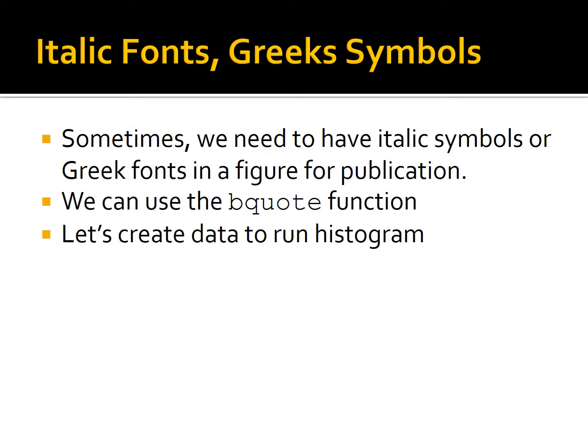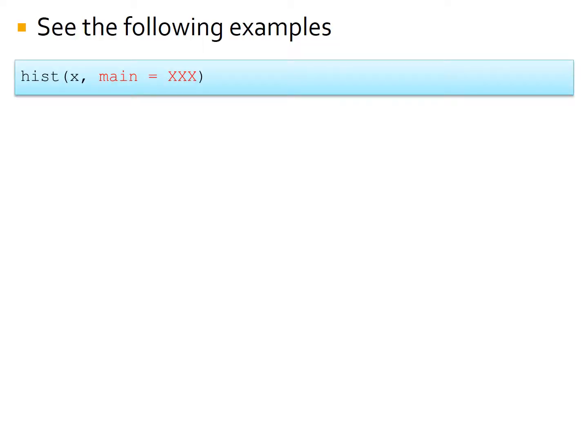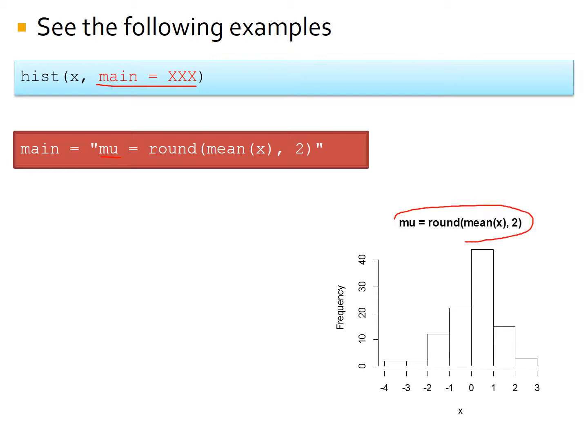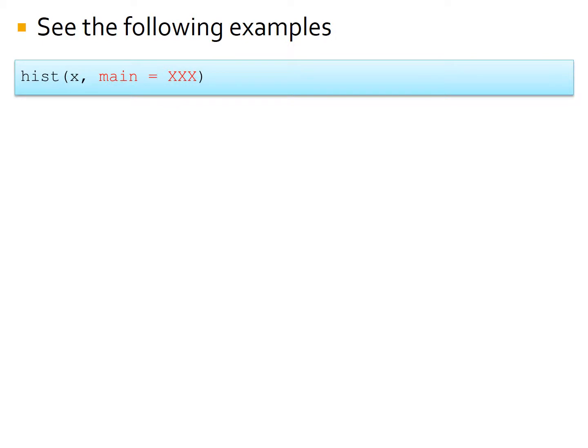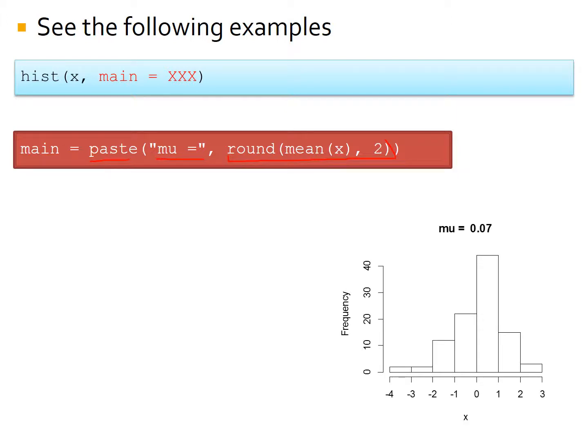So let's create data to run a histogram. Let's say x is a normal distribution with mean of 0 and standard deviation of 1, and use the following example. hist(x), and then I would like to change the title of the histogram. First, I write main equal, in quotes, mu equal round(mean(x), 2). So it will provide it as is, like this. Okay, but if I am smarter, I use paste, mu equal something, and then I put a function over here. Because round is not inside a quote, it will be evaluated, and you will get mu equal 0.07.